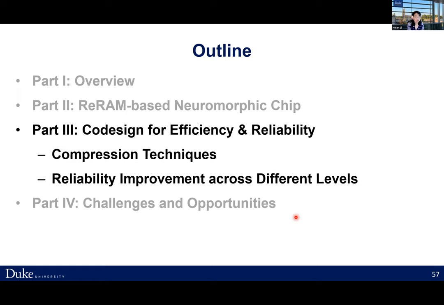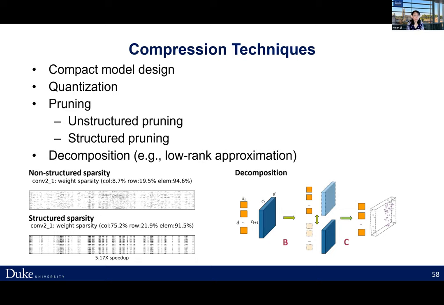I'm going to briefly talk about examples of how to improve efficiency and reliability. For efficiency, I will use compression techniques as an example. For reliability, I will show that, particularly for RNN designs, the reliability improvement needs to be applied across all the layers, okay. So first of all, compression techniques.